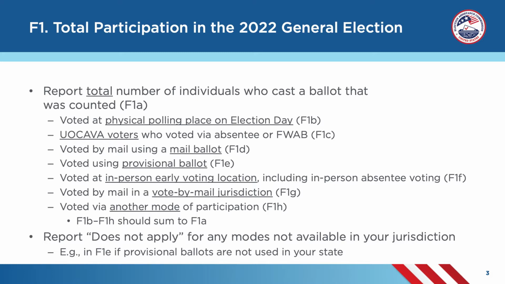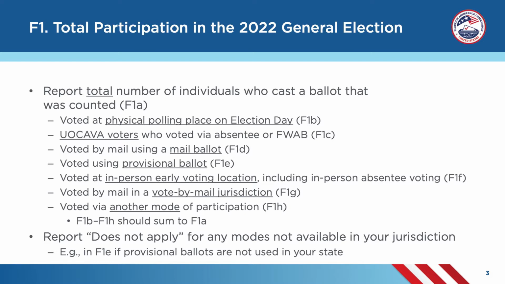Question F1C counts voters who are covered by the Uniformed and Overseas Citizens Absentee Voting Act, or UOCAVA. While you will have reported the number of UOCAVA ballots transmitted and returned in Section B of the EAVS, this question is intended to capture how many UOCAVA voters cast successful ballots for the election, whether using a regular UOCAVA ballot or the federal write-in absentee ballot, or FWAB.